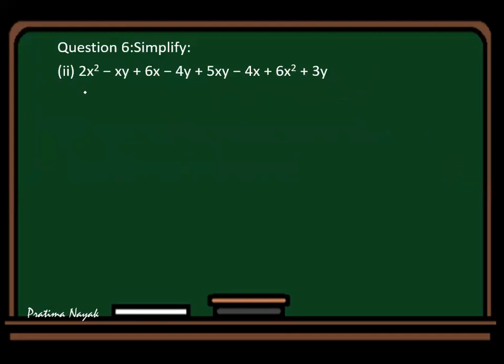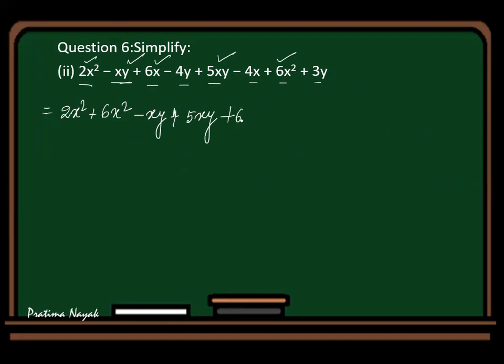Another simplification. Here's x square, xy, xy, xy, x square, 3y. So I'm writing first 2x square, then here 6x square is a similar term, like term. Then I'll come to xy, minus xy. Find out where is more xy, this is another xy, plus 5xy. Then plus 6x, is there any x? Yes, minus 4x. Then come to minus 4y, plus 3y. So let us check whether we have done everything correct or not. 1, 2, 3, 4, 5, 6, 7, 8, right.